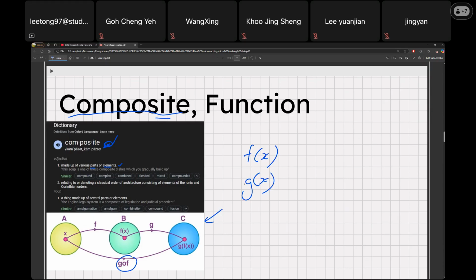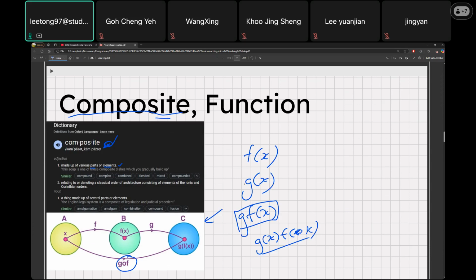This means g(f(x)), and this is composite function. Not this. This is not composite function. This is simply multiplication of functions. For composite function, in one function, there are multiple parts.